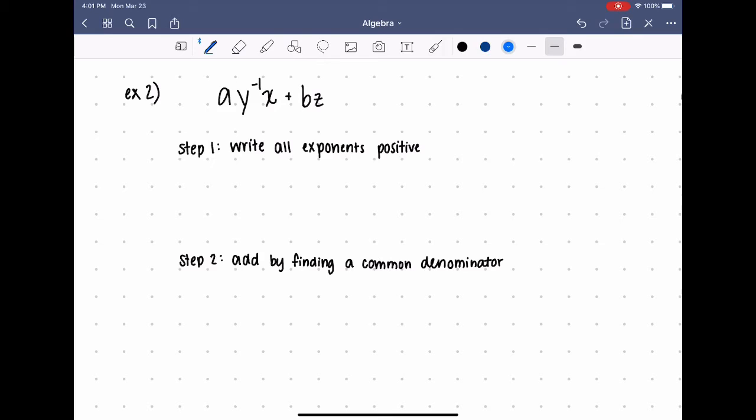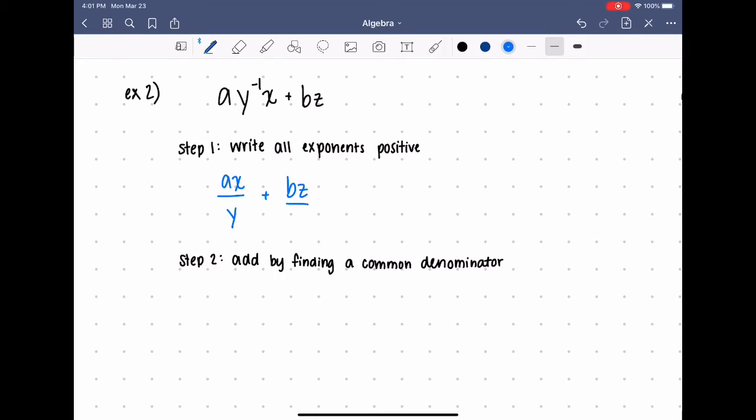So I'm going to start with the same step 1. Write all of my exponents positive. So that a already has a positive exponent. It can stay in the numerator. The x has a positive exponent. It can stay up there. But that y has to get popped into the denominator. We have to give it a positive exponent. That term's done. Let's go to the second one. The second one's all good. We don't have any negative exponents there, so we can keep it the same.